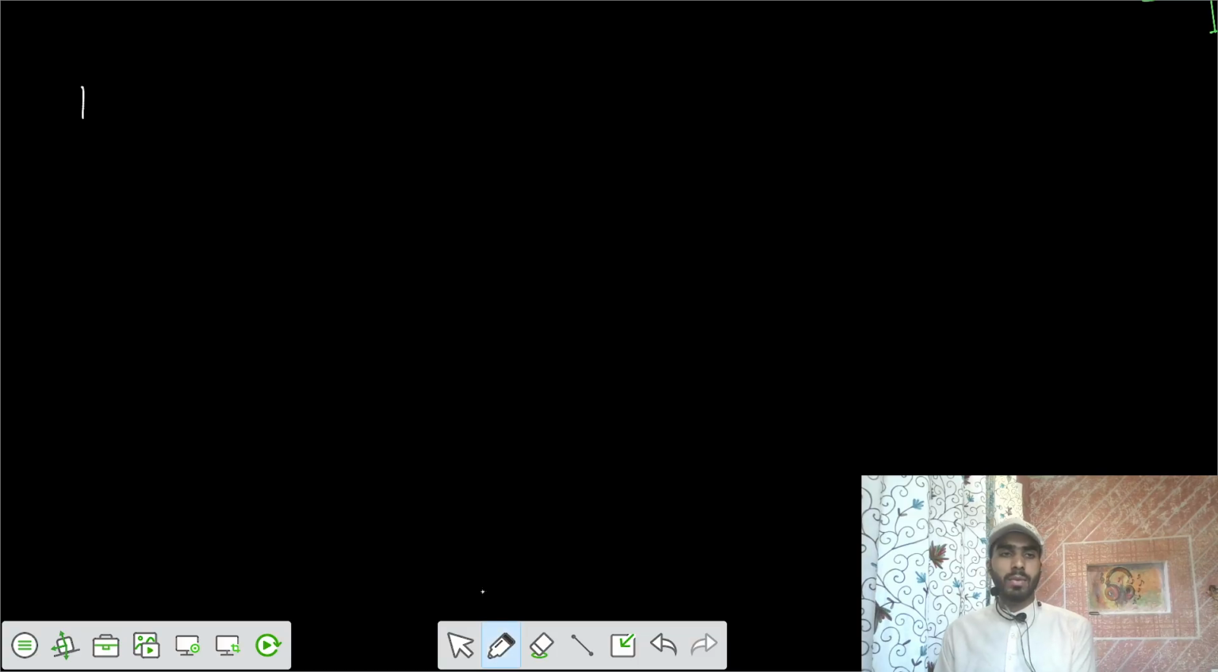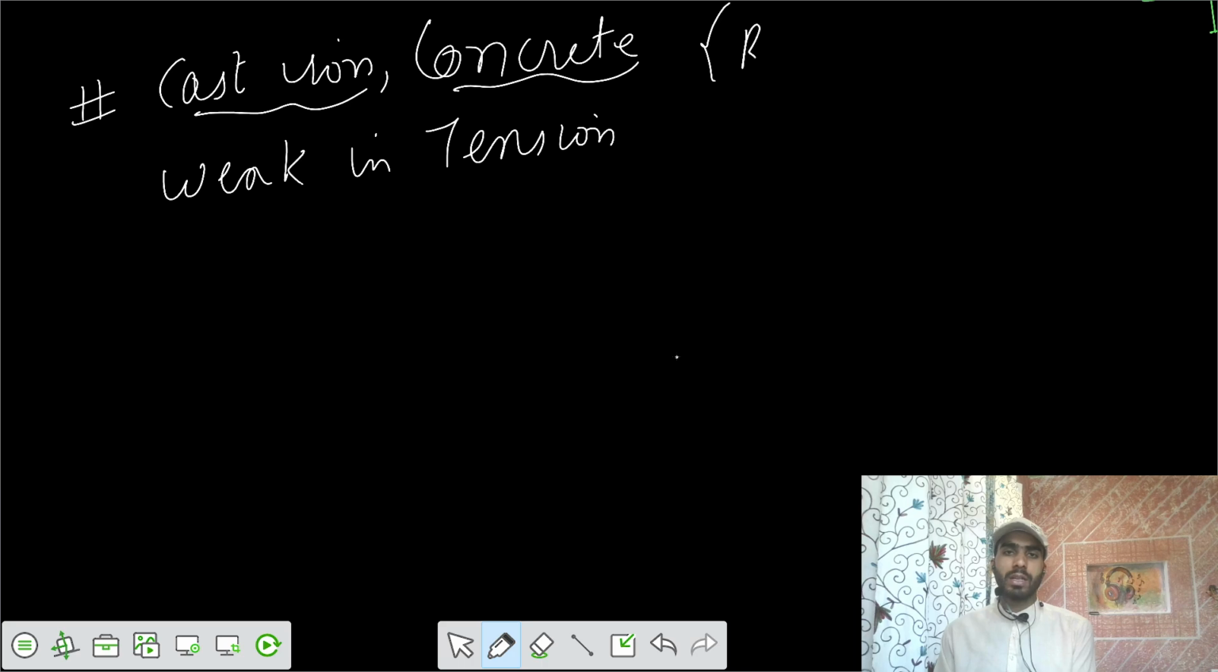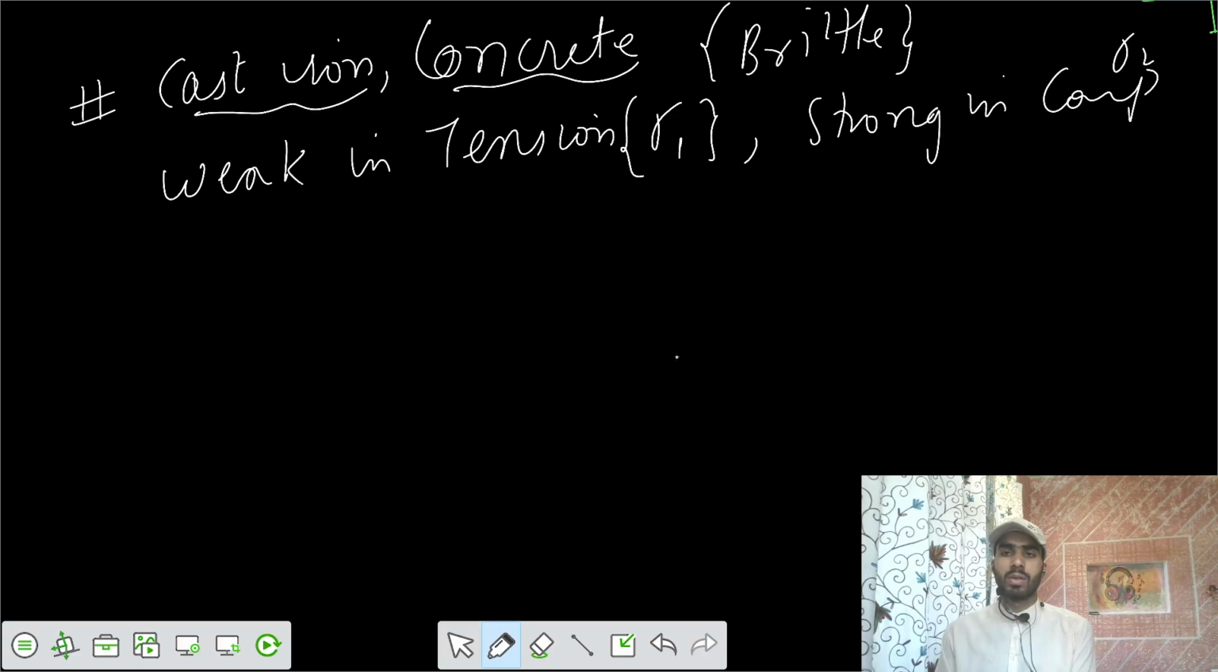Now take the example of cast iron, or concrete. These materials are weak in tension. They fail earlier in tension because they are brittle. We know that brittle material fails earlier in tensile stresses, sigma 1. They are weak in tension but strong in compression, compressive stress sigma 2. It should be compressive, negative sigma, but they are weak in tensile stresses.